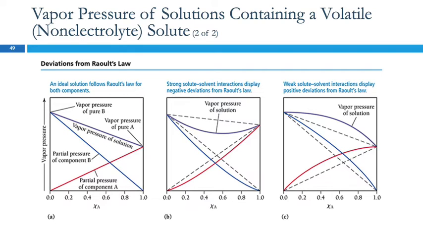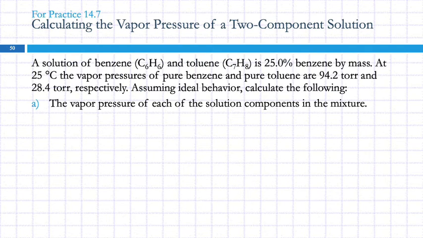But if we have strong interactions between the solute and the solvent, then that's going to decrease the evaporation of the solute and the solvent, and it's going to cause all of these lines to curve down. If we have weak solute-solvent interactions, the solute and solvent are kind of ready to get away from each other, and so these lines will bulge up. They don't follow the law. We're not going to do that.